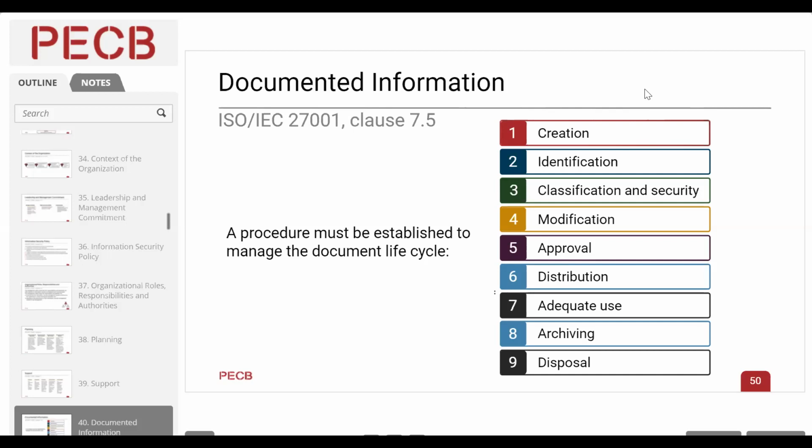Classification enables us to understand the level of effort required to protect that document. If something is top secret, it means that this document is critical to the organization. We need to put maximum effort into protecting that document.